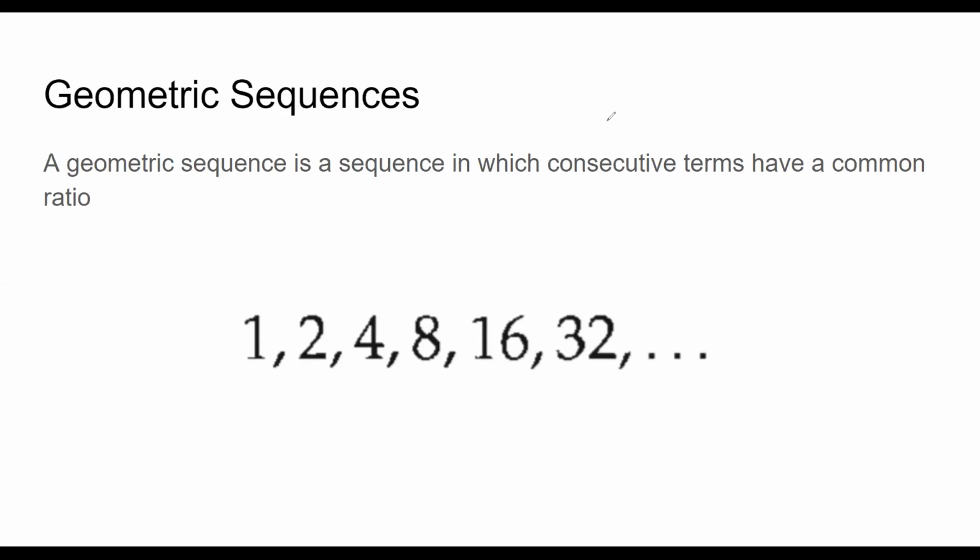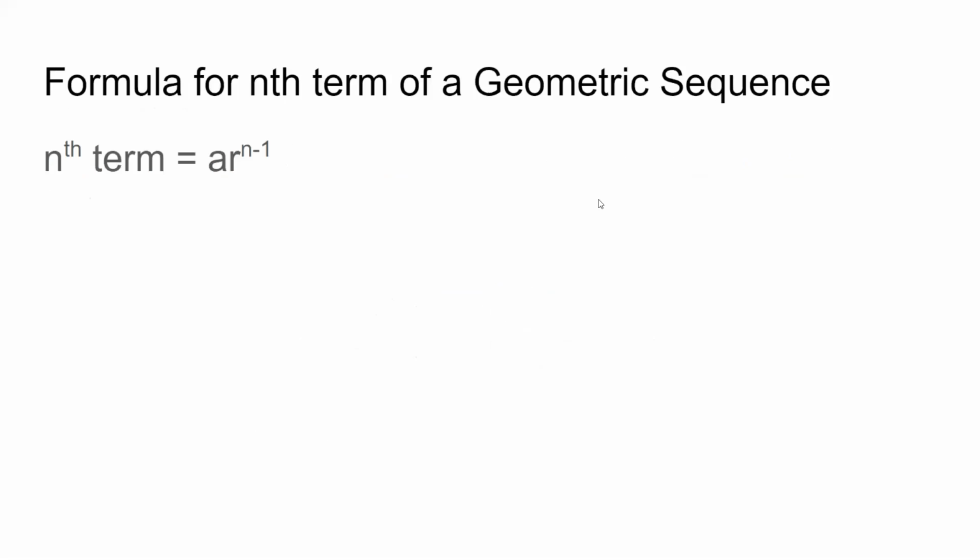So a geometric sequence is a sequence in which consecutive terms have a common ratio. Here we're multiplying by 2 in between each of these terms. So the common ratio here is 2. Then the formula for the nth term of a geometric sequence will be a times r to the power of n minus 1.